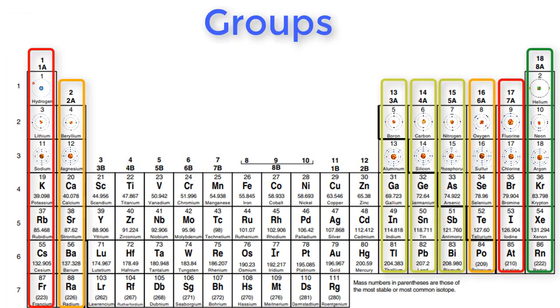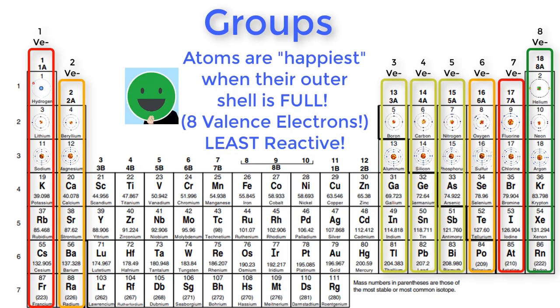The periodic table is set up in groups that tell you the number of valence electrons, so it's already organized for you. Atoms are happiest when their outer shell is full. A full outer shell will have 8 valence electrons in it. If an atom has a full outer shell, they are super happy and not very reactive at all.